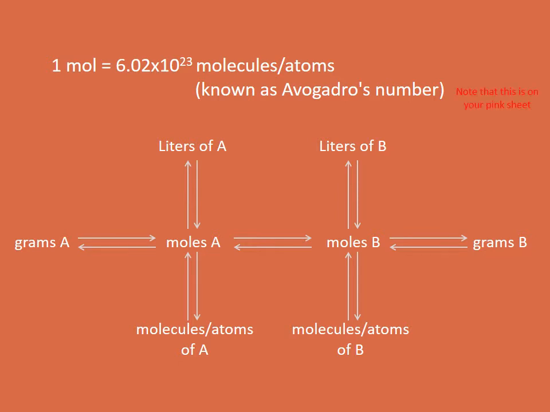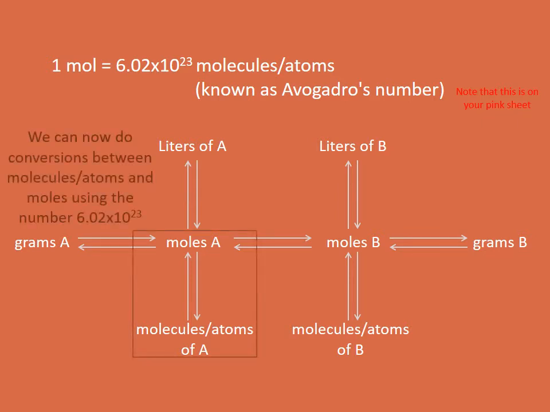Now, note that this is on your pink sheet. And that's going to allow us to do conversions. Because remember, when we did conversions before, inside brackets, we make sure that the top equals the bottom. We know that 1 mole equals 6.02 times 10 to the 23 molecules or atoms. So that means this is going to allow us to convert between moles and molecules or atoms. So we can now do conversions between molecules and atoms and moles using the number 6.02 times 10 to the 23.